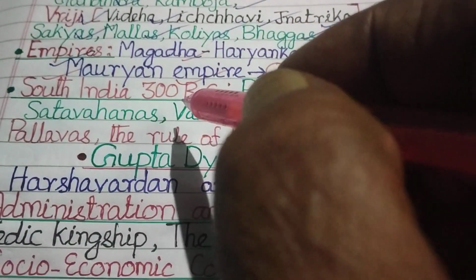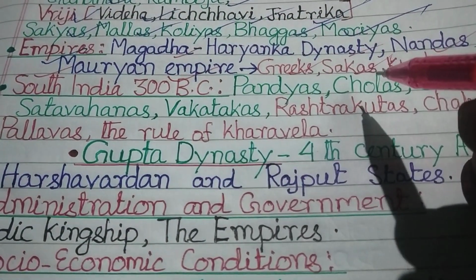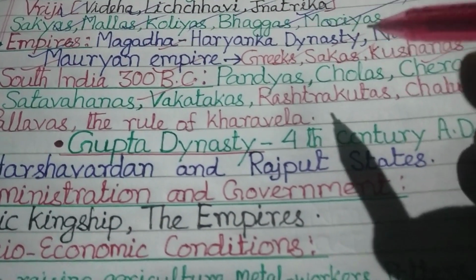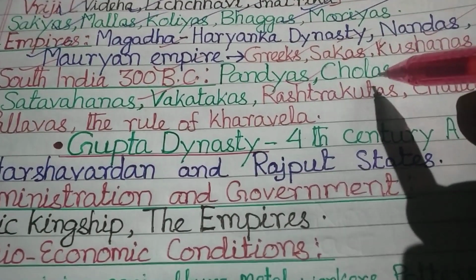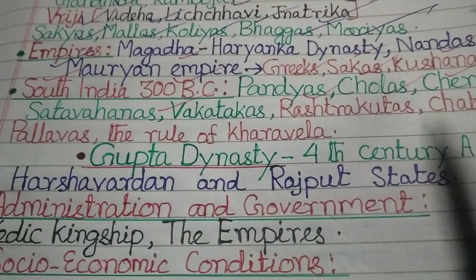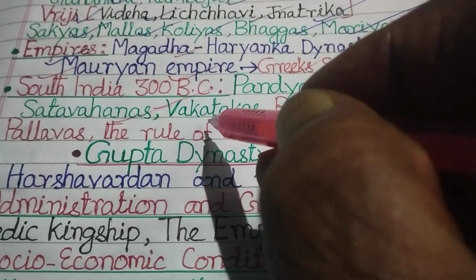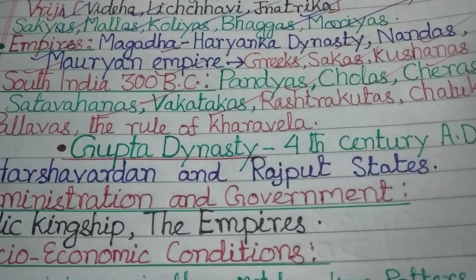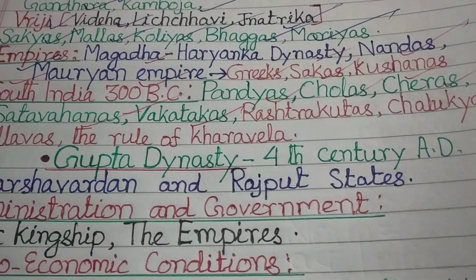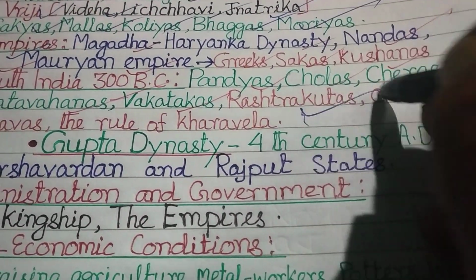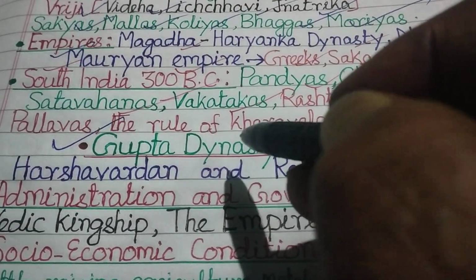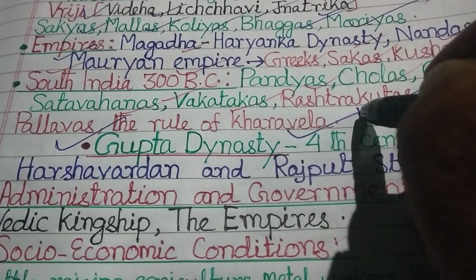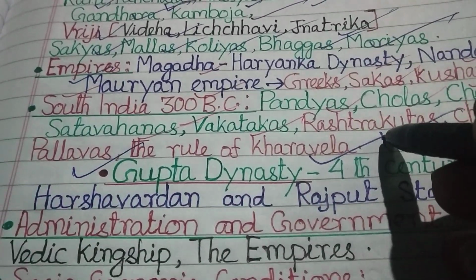Then we will discuss the South Indian empires developed during 300 BC or before Christ, in particular by the Pandyas, Cholas, Cheras, Satavahanas and Bhaktakas, and also by the Rashtrakutas, the Chalukyas, the Pallavas, and the rule of Kharavela in ancient Kalinga.